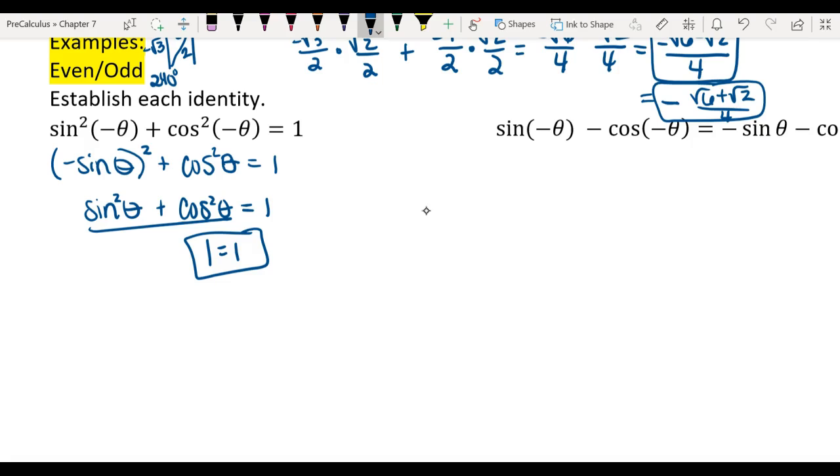All right, so let's look at the next one. Same sort of thing happening. I have sine of a negative. What happens there? The negative stays negative. So you have negative sine of theta. Minus, what happens to cosine? Turns positive, and I'm done. Right? That's what the other side says.